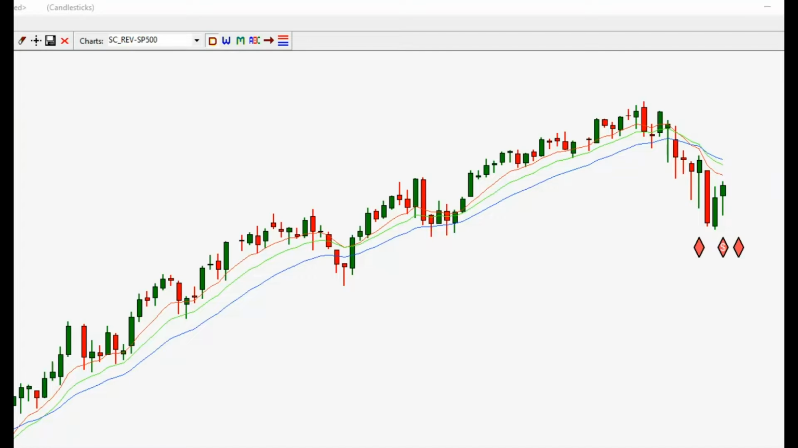We're taking a look at the S&P 500 daily chart at the moment. I wanted to show you a couple of things and then what I expect to happen in the short term. Now, as you can see, these red diamonds, if you've been watching any of my videos, you would know that these represent F dates.